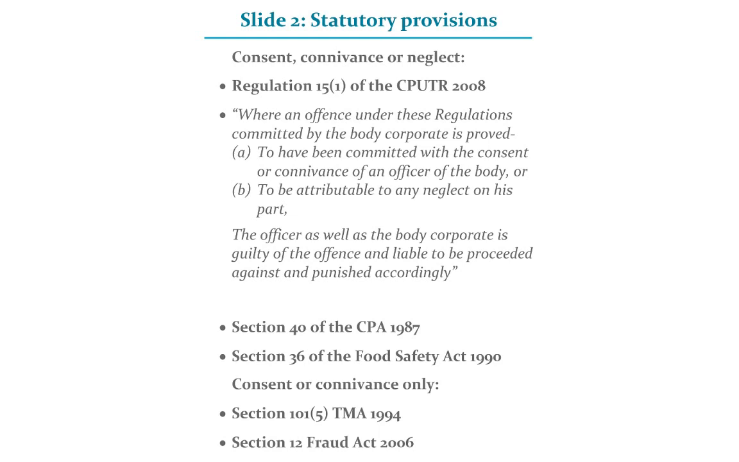Now, further examples are found, not always in exactly the same wording, but along the same lines. For example, in Section 40, Subsection 2 of the Consumer Protection Act of 87 and Section 36 of the Food Safety Act of 1990. Now, there are also provisions which deal with consent or connivance only, and so it's therefore important to always look at the statutory provisions to see whether you have neglect as an option. Two examples there are Section 101, Subsection 5 of the Trademarks Act of 94 and Section 12 of the Fraud Act 2006.